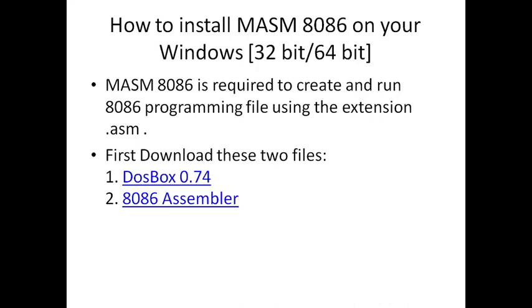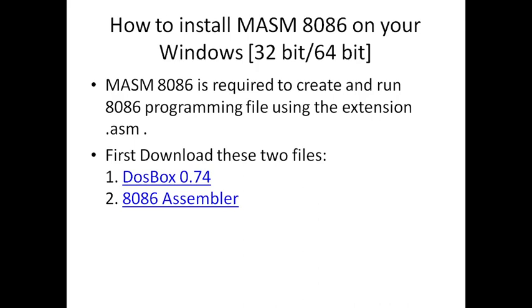First, if we want to run a MASM program, we must install MASM software in our Windows. So, how to install MASM 8086 on your Windows 32-bit or 16-bit? For installing MASM, or to run a MASM program, we require mainly two files in Windows 10. One is DOSBox, another one is the 8086 assembler.